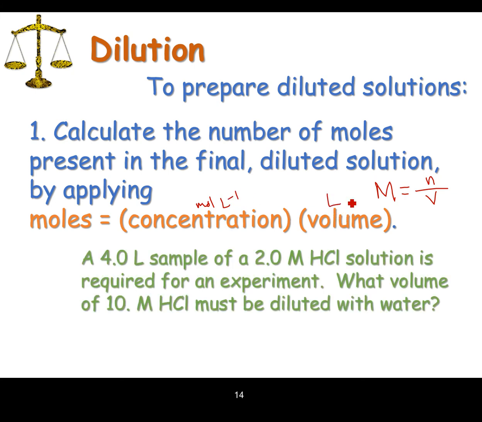So if we were given that previous example, 4 liters of a 2 molar hydrochloric acid, let's say, is required for an experiment, what volume of a 10 molar hydrochloric must be diluted with water? So we're going to say that the final moles that we need are going to be equal to the concentration, so 2.0 moles per liter, multiplied by our volume, 4.0 liters. So do the math here, the liters will cancel, you'll have moles, and 2 times 4 is 8.0 moles of my hydrochloric acid solution.